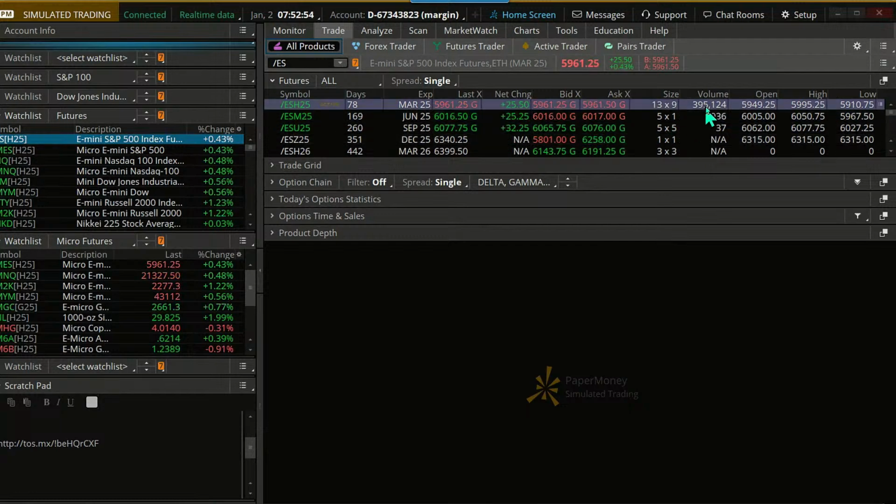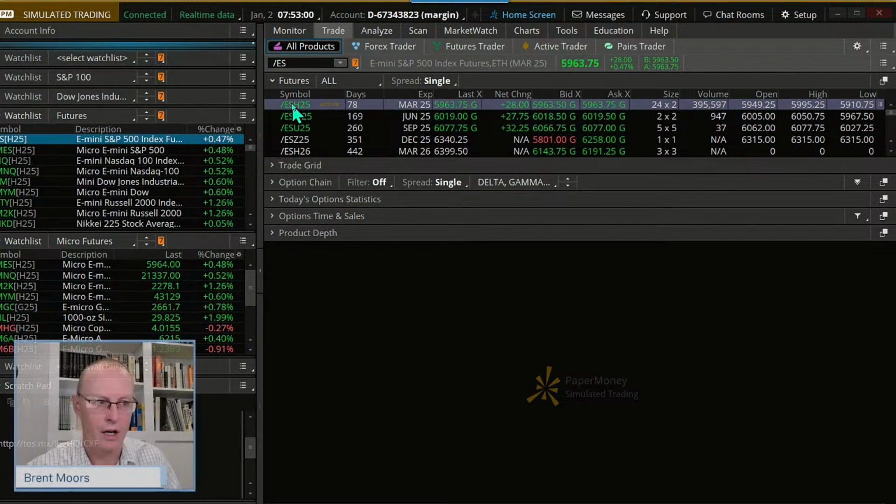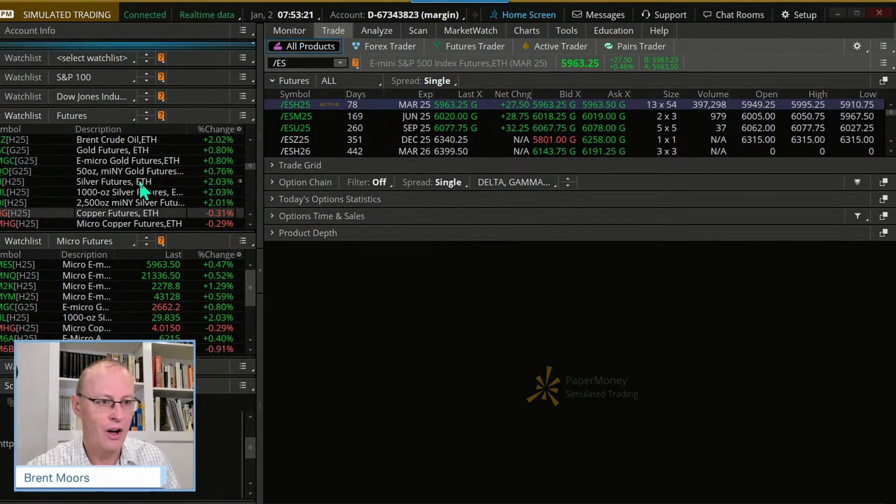And I want you to see the volume on this. Here is the current active contract. Here's the current active contract. And the current active contract is about 390, it's moving as we're going, 396,000 contracts going. That's a lot, okay? So that's ES, that's very liquid. But as we look at others, you're gonna find they're not all so liquid.